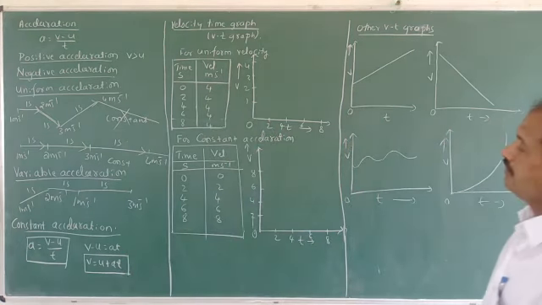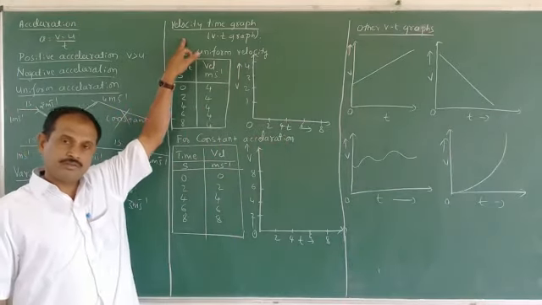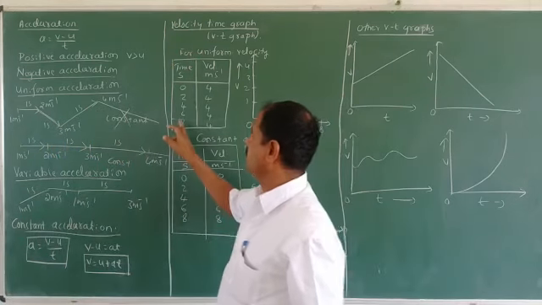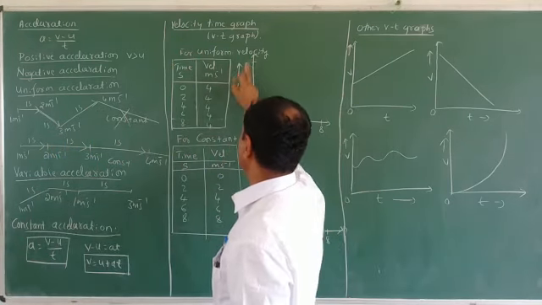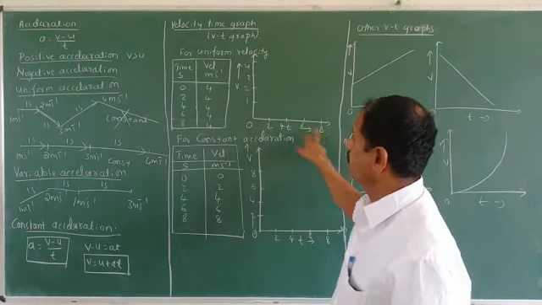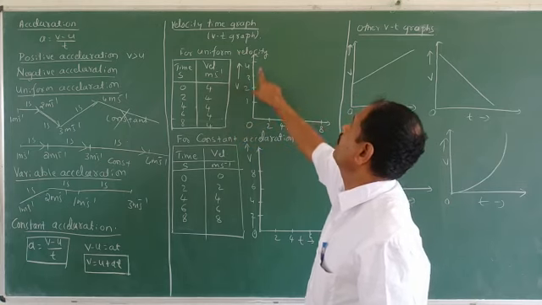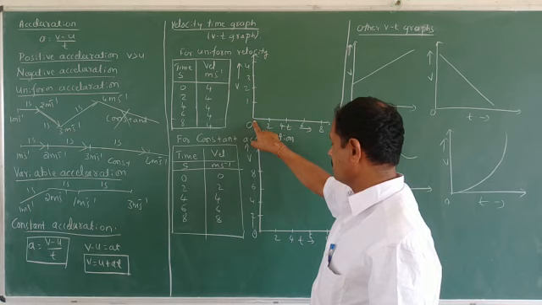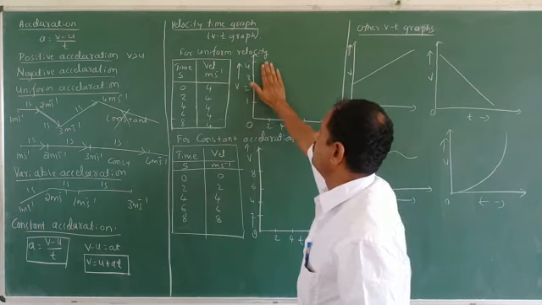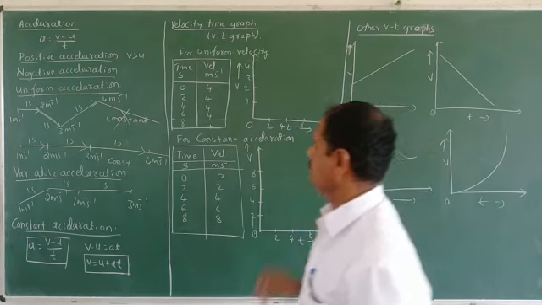Then the velocity-time graph. What is a velocity-time graph? It is the graphical representation of motion of the particle by plotting the velocity of the particle along the y-axis and time along the x-axis. Once again I repeat, the velocity of the particle is drawn along the y-axis and time along the x-axis. Whatever the resulting graph, that graph is said to be the velocity-time graph. Now see here.